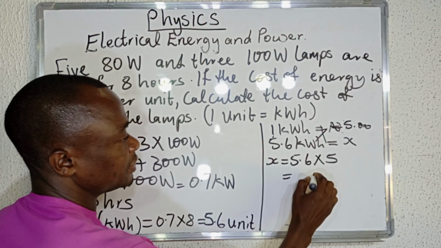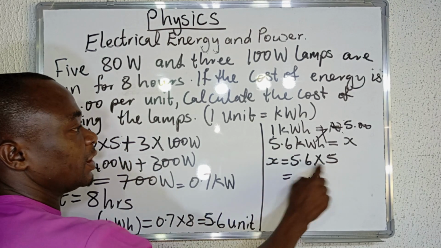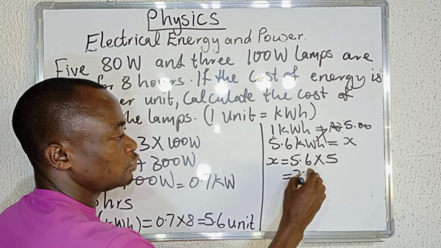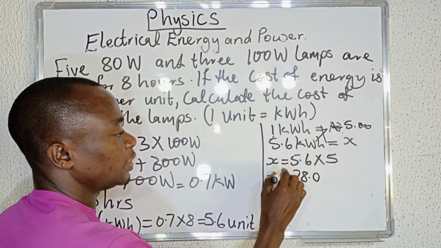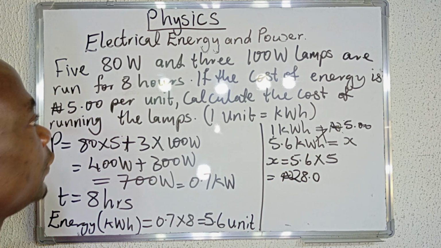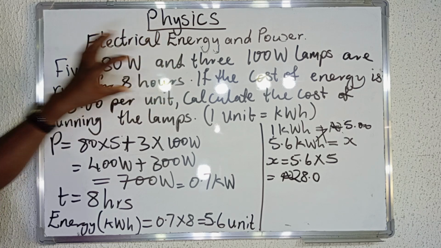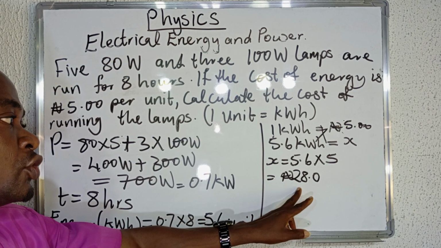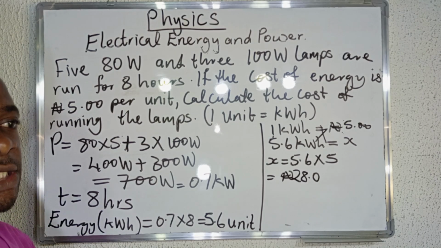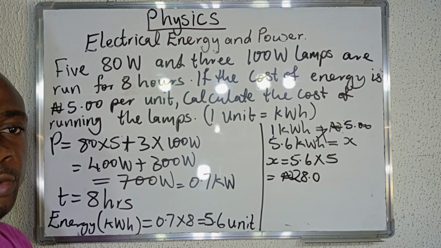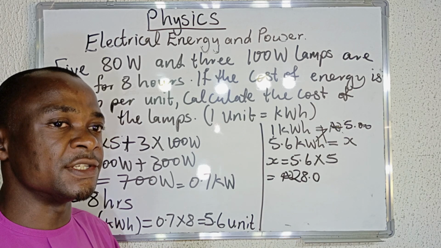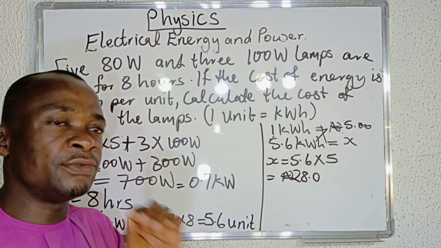5 times 6 is 30. Write 0, carry 3. 5 times 5 is 25 plus the other 3 is 28. So this person, just for the three bulbs that he has used for 8 hours, the charge will be 28 naira. Now, assuming that this person uses it every day for a month, that is 30 days, it would have been 28 times 30. That is the total charge only from bulbs.